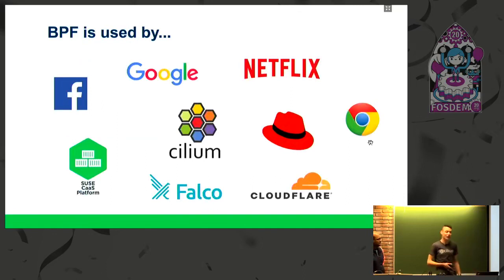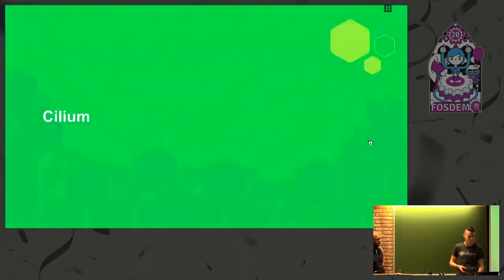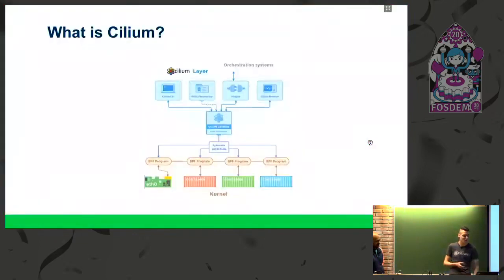And these are companies which are using BPF. Google, Red Hat, Netflix, SUSE. We are using it because in our distribution of Kubernetes, the SUSE Container as a Service Platform, we are using Cilium as the CNI driver. So we explained what BPF is briefly, and now we will talk more about Cilium itself and what kind of features it has.